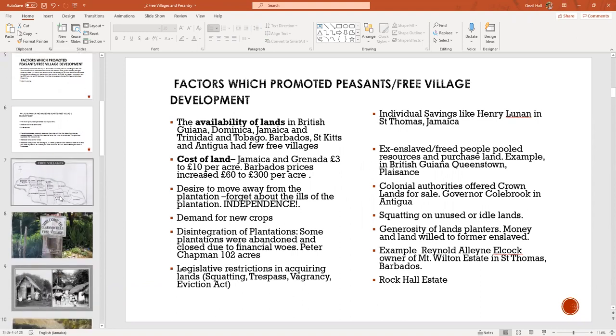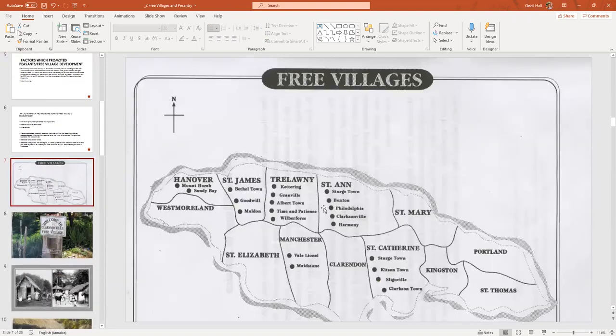Now, before we look at the factors, I want to show you some free villages that were established in Jamaica. In St. Catherine, somebody read the free villages for me. Sturge Town, Kidston Town, Sligoville, and Clarkson Town. All right, good. St. Ann? Sturge Town, Buxton, Philadelphia, Clarksonville, and Harmony. Good. Trelawny?